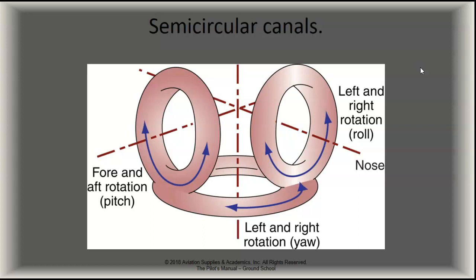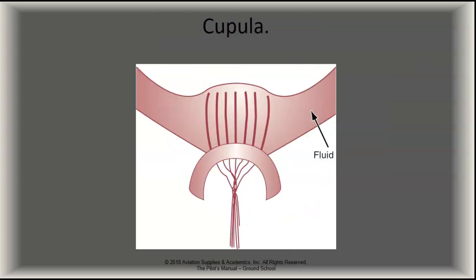The three semicircular canals in the middle ear send information to the brain concerning movement around different axes. For example, one of the semicircular canals sends information about pitch, the second one sends information about roll, and the third sends information about yaw. Within the semicircular canal you have something called a cupula. The cupula contains the nerve endings that receive information from the hairs that are stimulated in the semicircular canal whenever they sense movement.